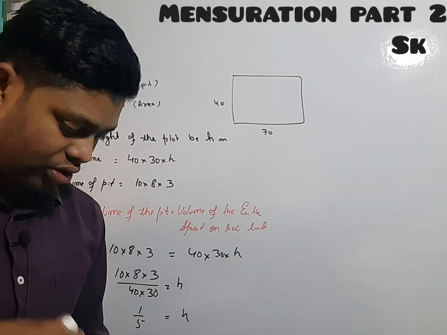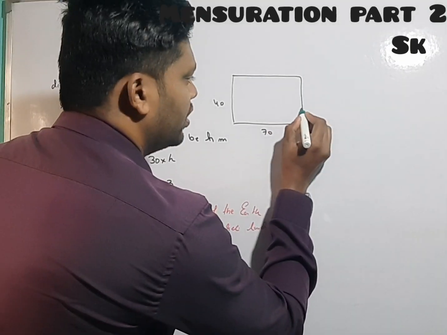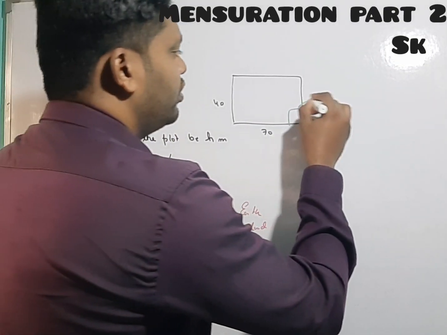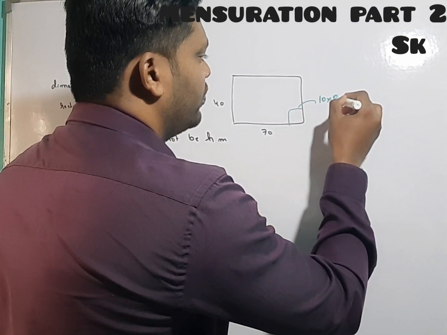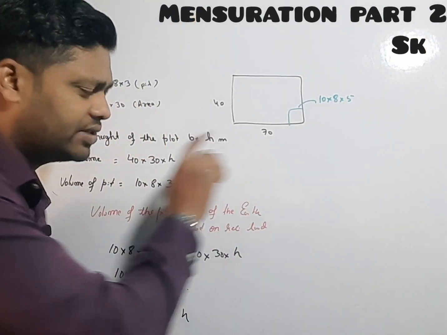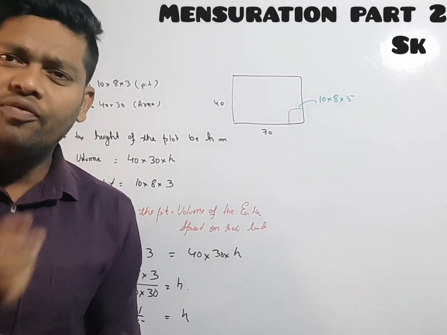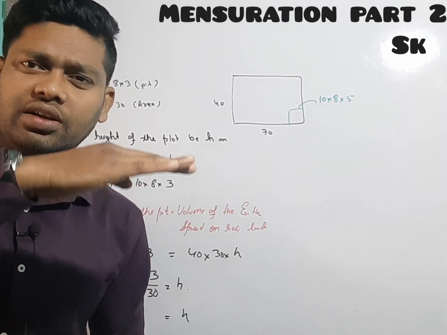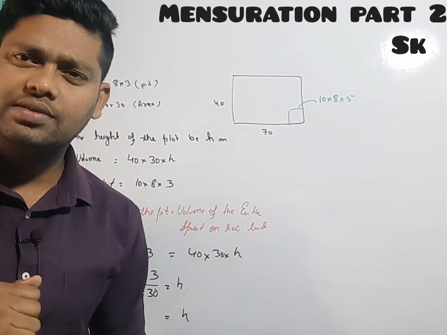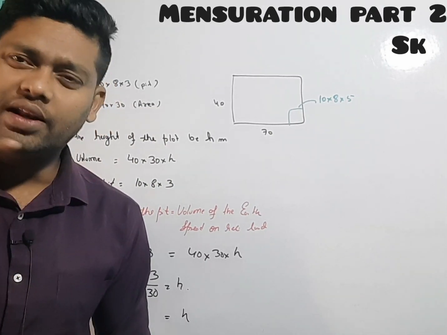At one corner, or anywhere, a pit is drawn which is 10 by 8 by 5. 10 into 8 into 5 means length, breadth and height. Obviously a pit will have a height, but a land doesn't have height, it will be flat. Flat means it doesn't have any height. If you throw sand on it, then the height increases and height will be included. Now it's flat land, so it will have only length and breadth.